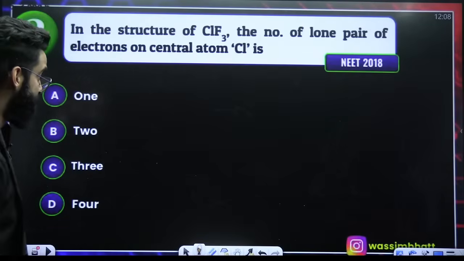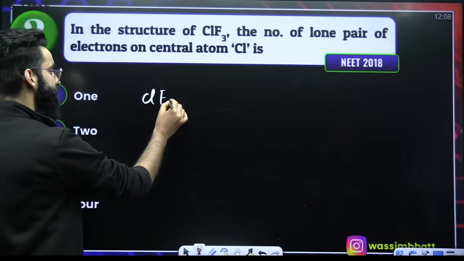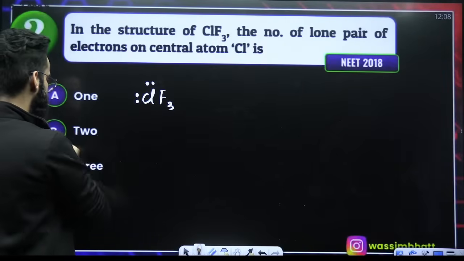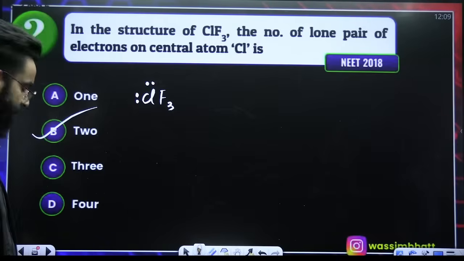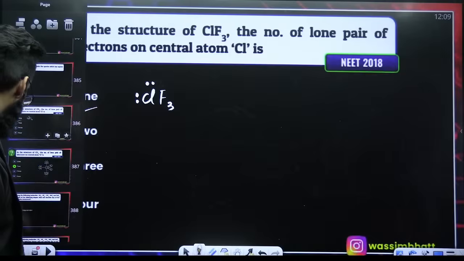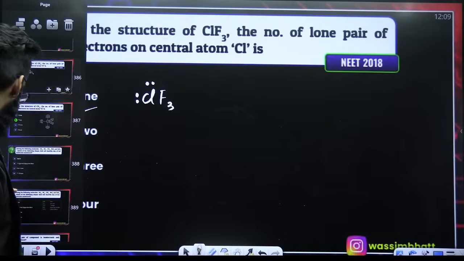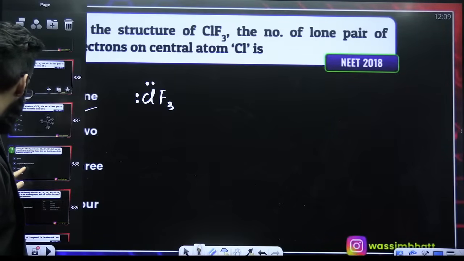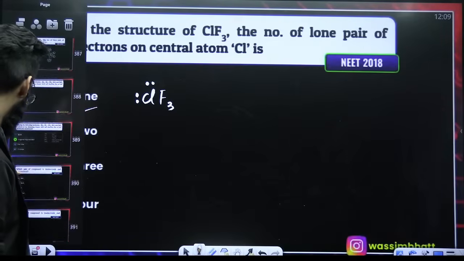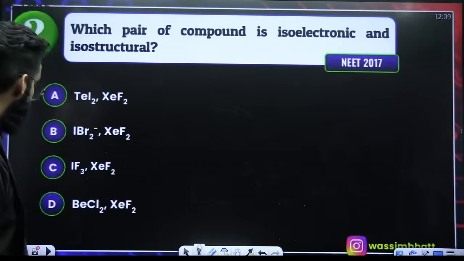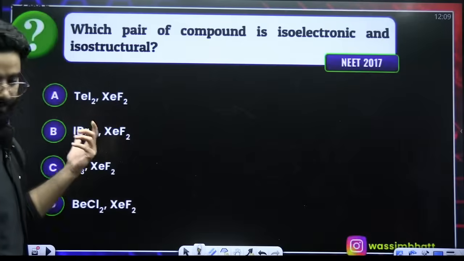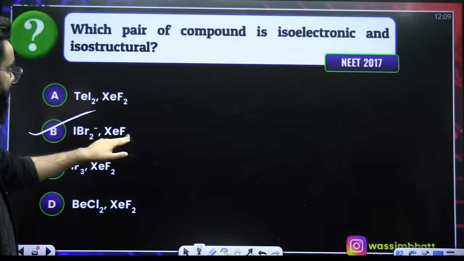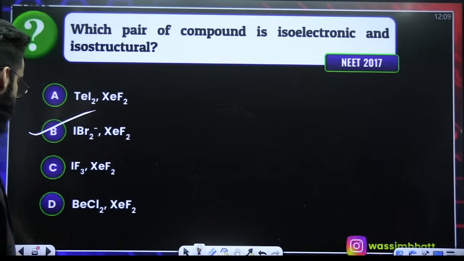ClF3, number of lone pairs on central atom. 2 lone pairs on chlorine, right? NEET 2017. I think we have solved this question already. Today only we have solved. The option was 2, right? AB3L2. We have solved this question already.